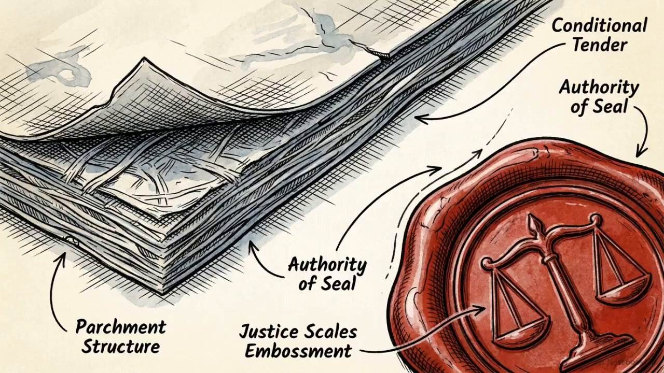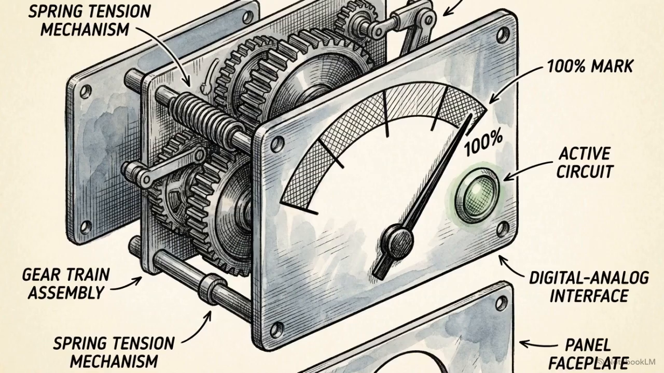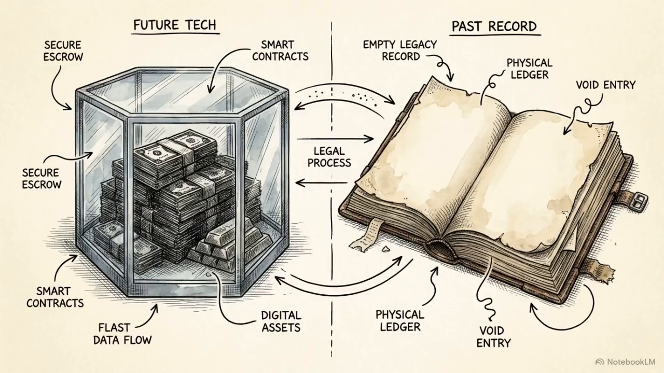This movement facilitates a legal maneuver under UCC Section 3-603, known as a conditional tender. A conditional tender informs the bank that the funds are ready for disbursement, but they are being withheld until the bank provides a verified accounting of the debt.